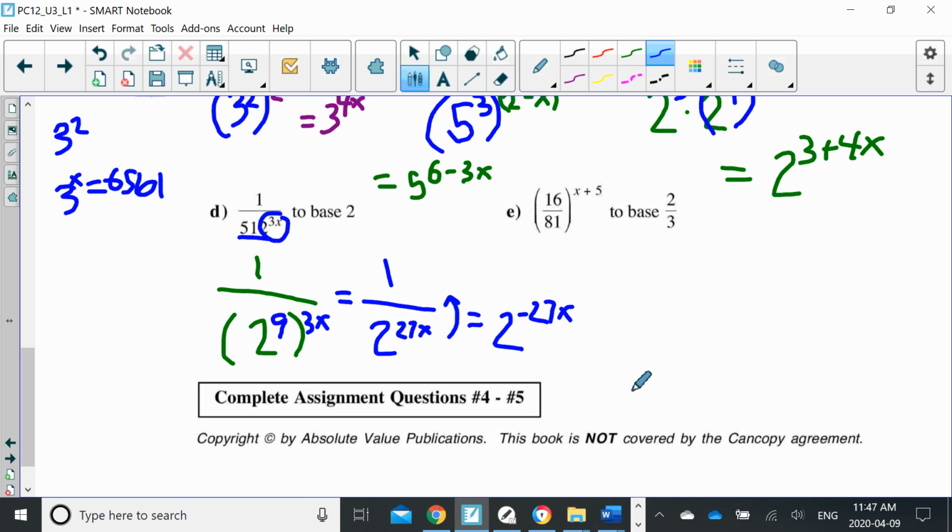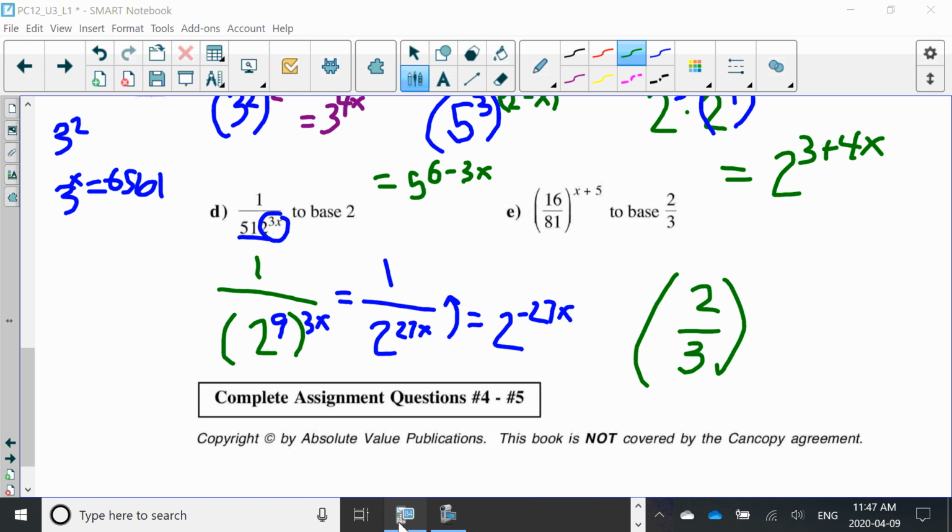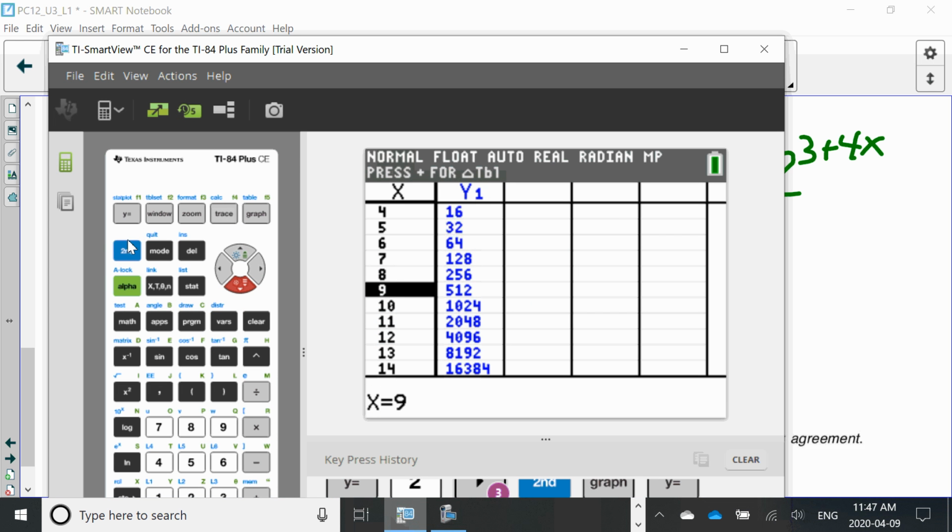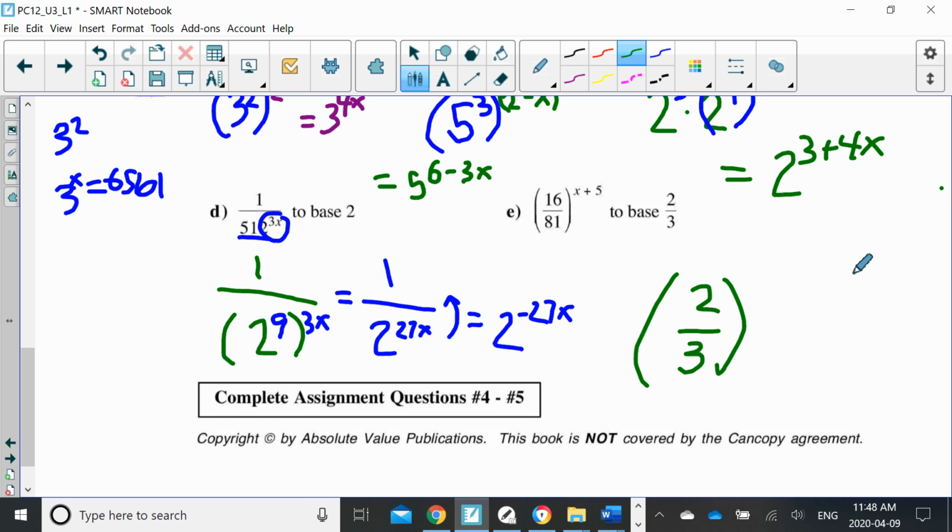Okay, last question. They want 16 over 81 to be rewritten with base 2 over 3. So let's do that. So 2 over 3. Okay, 2 to what power will give you 16? If you're using your calculator trick, I think we're in 2's already, and the answer is right here. 2 to the power of 4 would give me 16.